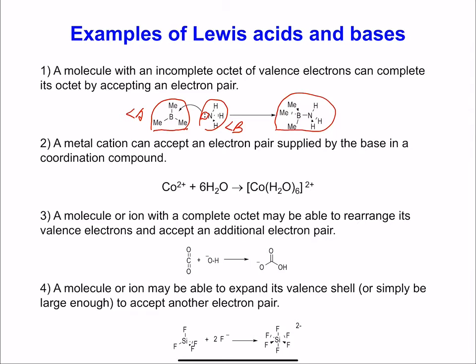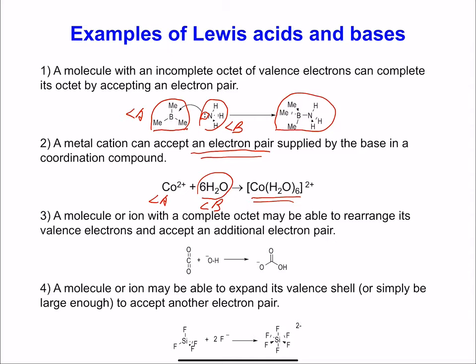Okay, let's move on to another example. When we talk about a metal cation, a metal cation always has empty d orbitals. It can also take up electrons, sometimes more than 1 pair. In this case, cobalt 2+ is an acid. It can take 6 pairs of electrons from 6 waters, so we form this coordination compound, hexaaqua cobalt. In this case, the cobalt ion is the Lewis acid, and water is the Lewis base.